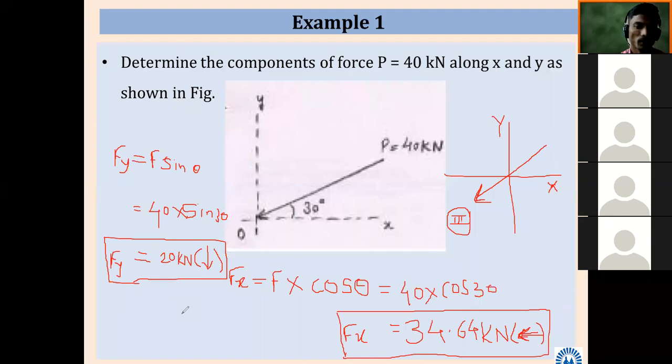Getting why we have taken cos for the x component? What will be your answer? Why have we taken cos for the x component? Have you understood this problem? So you can note this down first. Note down.